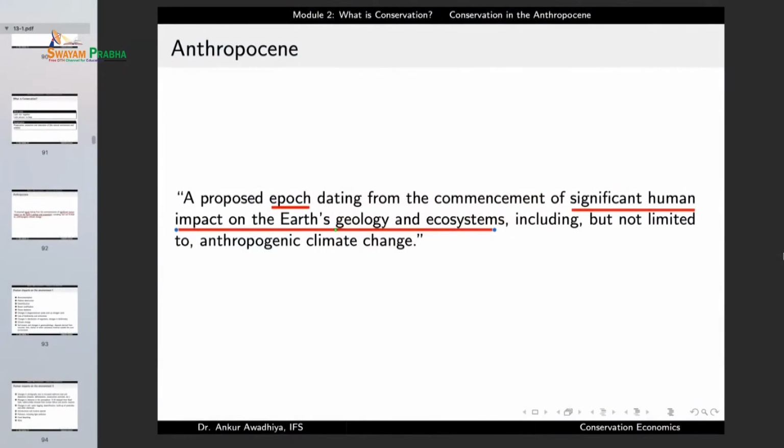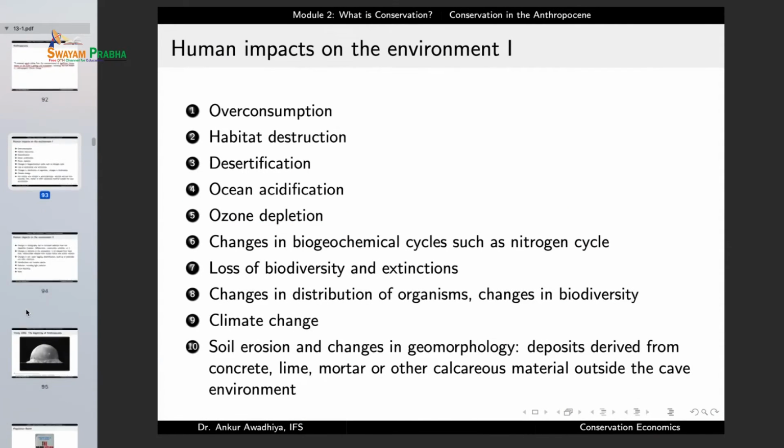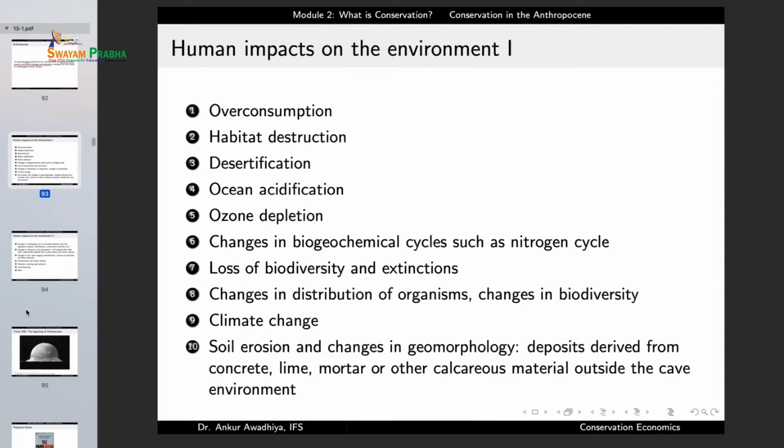And what are the kinds of impacts that we are having? We are having things like overconsumption of resources. We are witnessing things like habitat destruction, desertification, acidification of oceans, depletion of ozone, changes in biogeochemical cycles, all these different impacts on the environment. So even though it is the age of the humans, a large number of these impacts are negative, which are even negatively influencing human beings themselves.